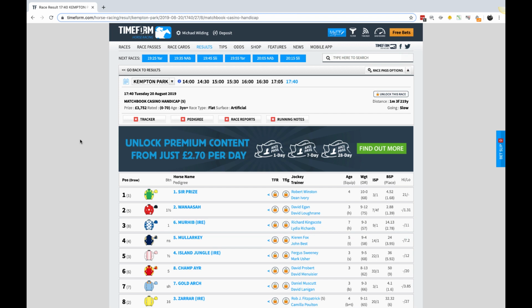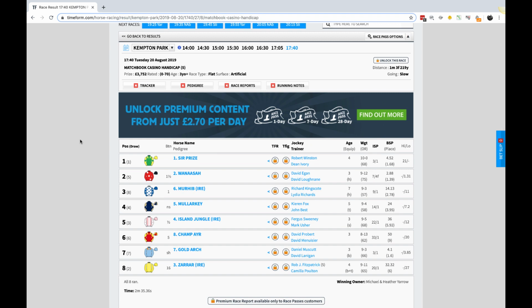Okay, so I've just opened the race here, the 5:40 at Kempton, to see what happened in it, and as we can see, on this occasion we read the race correctly. We can see that Surprise actually won the race, and the favourite Wanasa, that ended up going off at 2.88 on Betfair, came second, 1.5 lengths behind the winner. So it played out as we were expecting there, and we would have won that lay bet.